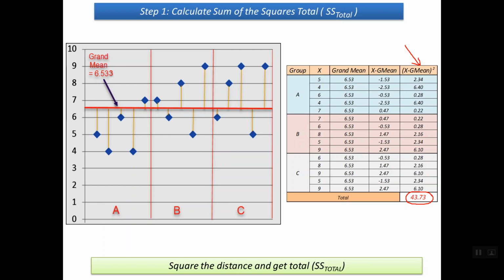If the scattering of the observations is great, the value of the SS total will be great. Otherwise, it will be less. So this is the meaning of the SS total.